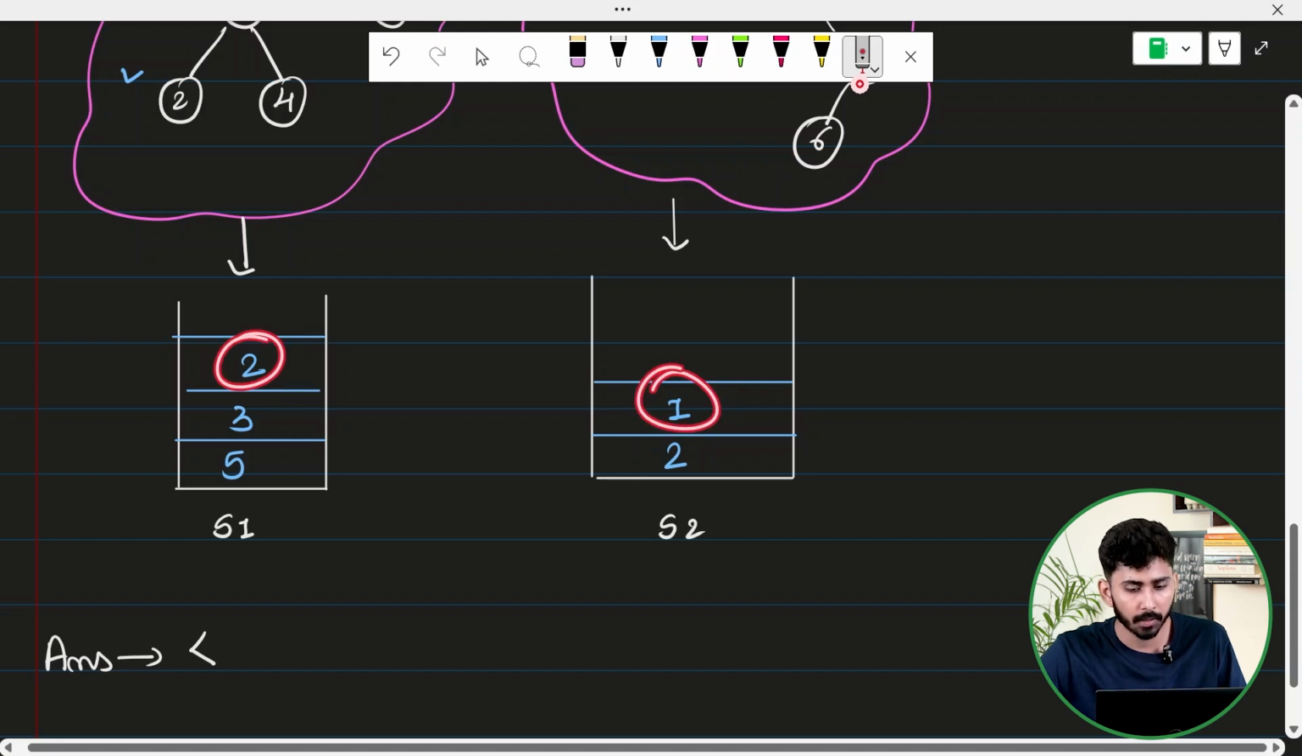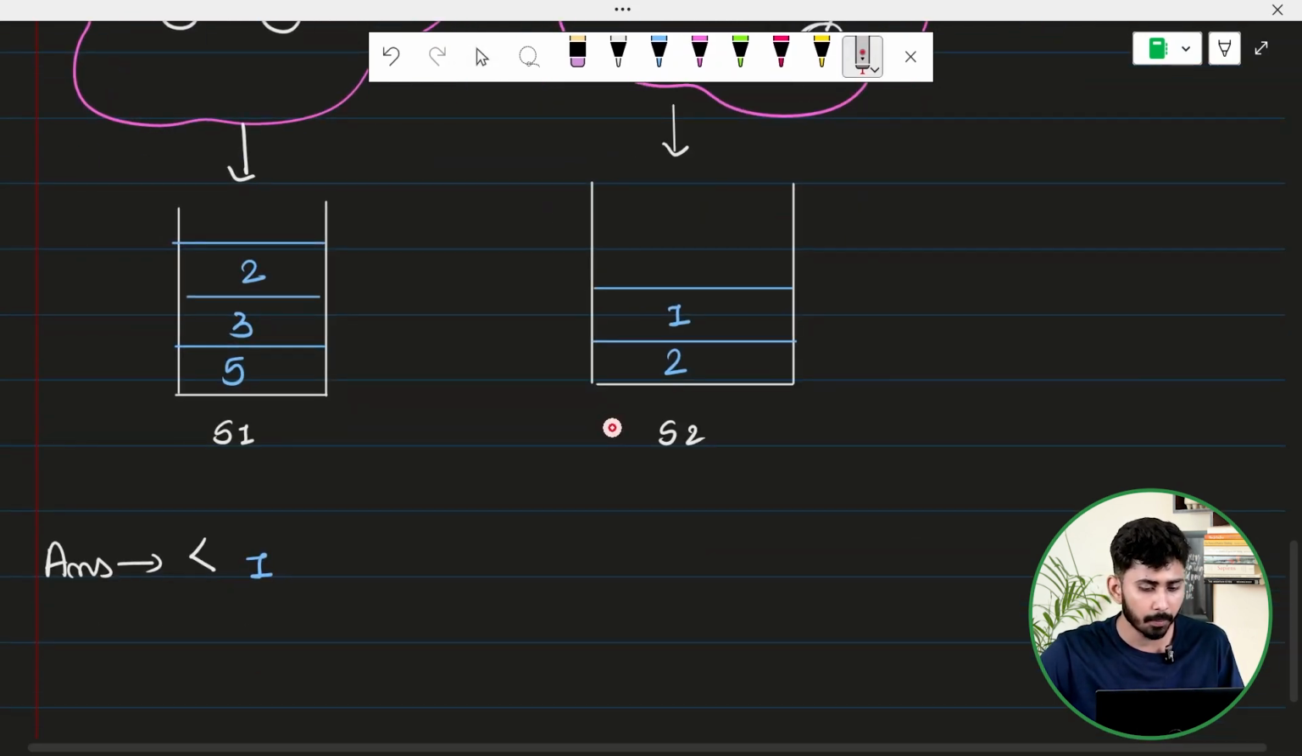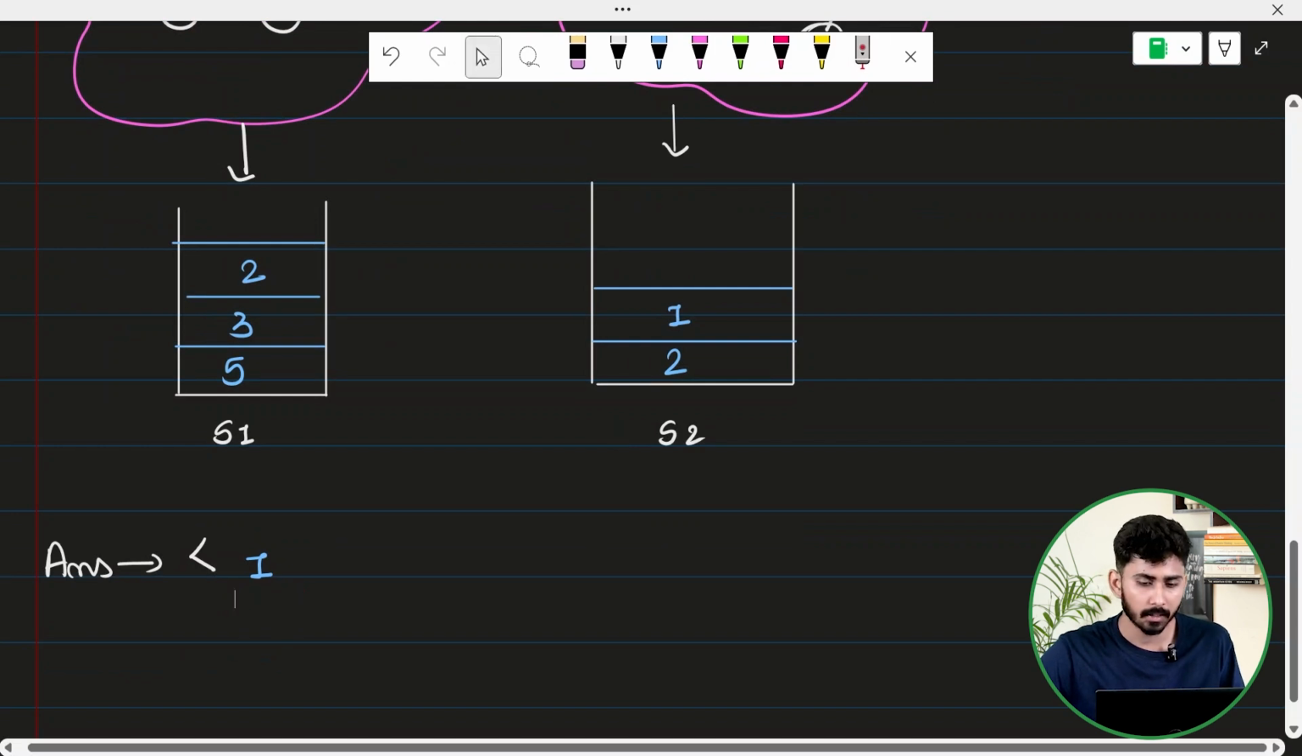Okay, so 2 and 1. Which one is the smallest one? I can see 1 is the smallest one. So what I will do, I will remove this one. Now see, pay proper attention over here. I am removing this one from this because I have placed it inside the answer list.